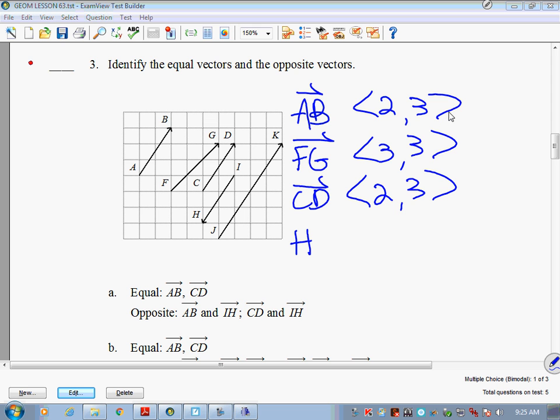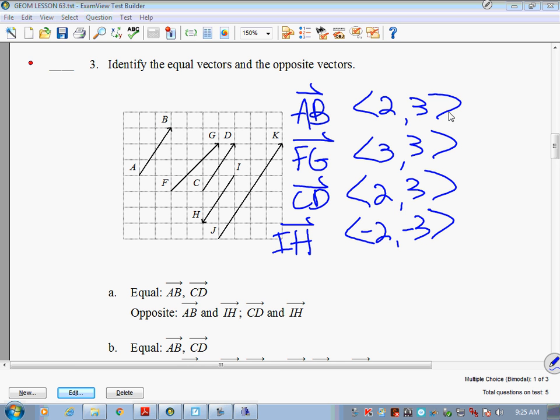IH. Why is it IH and not HI? Because of the initial point. The arrow tells me where I end at. Okay? So IH. Alright, so am I going left or right here? Left. How far? So I'm going to write what? -2. Am I going up or down? How far down? -3. Okay?